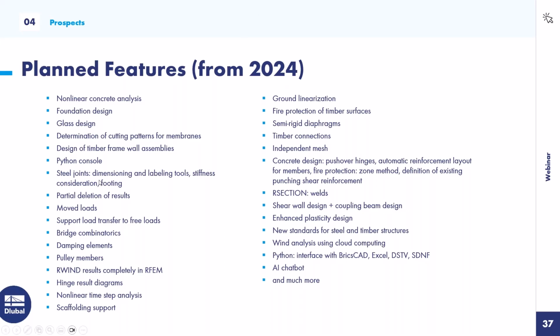Then in steel joints, we schedule to implement the dimensioning and labeling tools. We already implemented the points on surface so that they can be snapped, and that's a requirement for this feature. We will implement that in the future. Then it's planned that you can consider the real stiffness of the joint in the global model, and then the transfer to the global model will be possible.